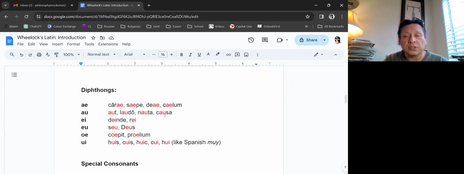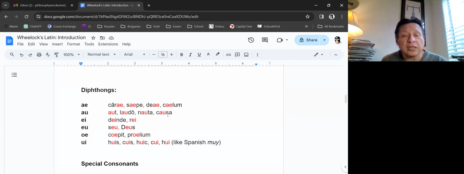Okay, so now let's go to the diphthongs. Diphthongs are two or more vowels, usually not more than three, that are pronounced as one syllable, or at least that count as one syllable for the rules for syllabification and for the rules for accent. Sometimes you can hear two syllables, but it doesn't matter. It's going to count as one, and then we'll see an example.